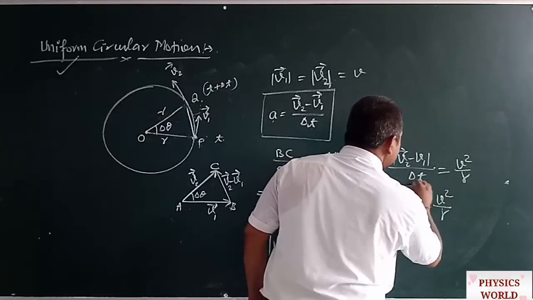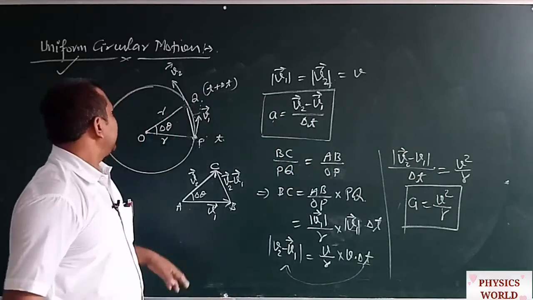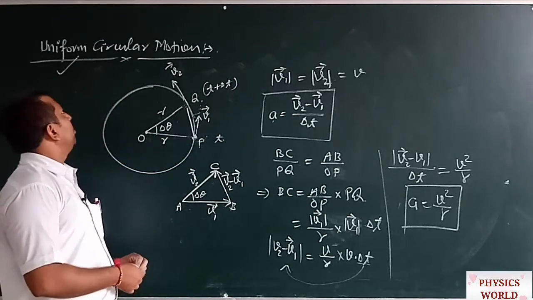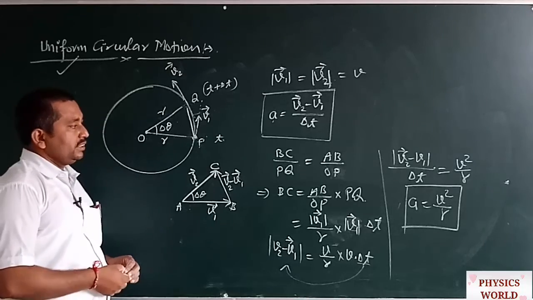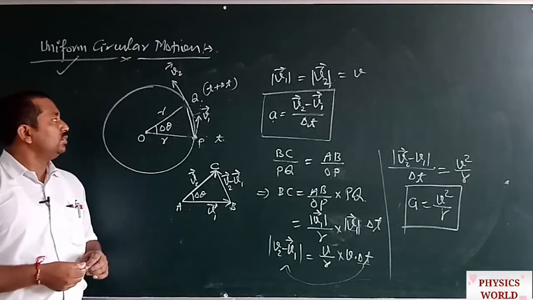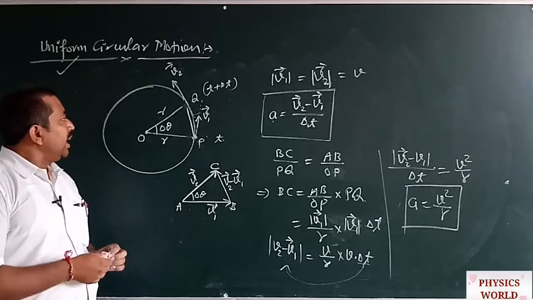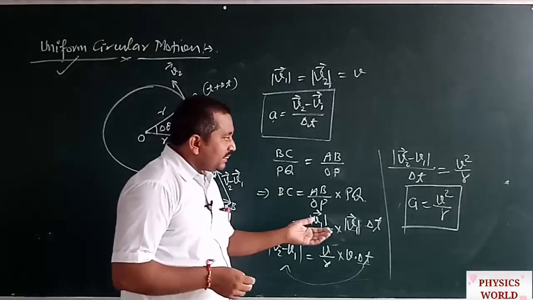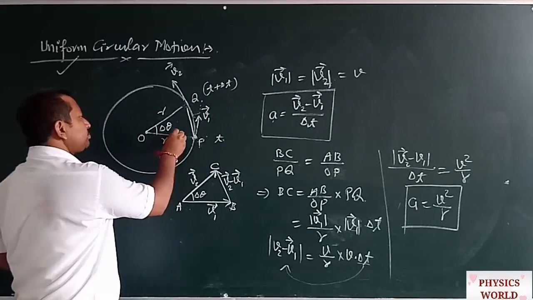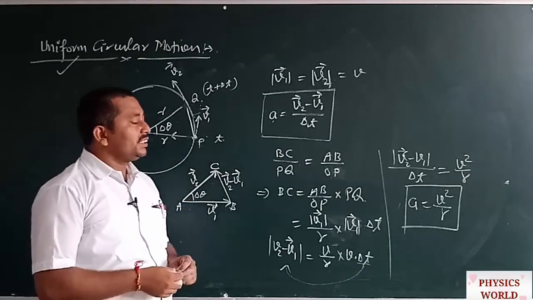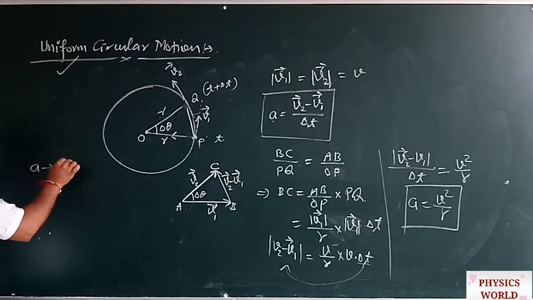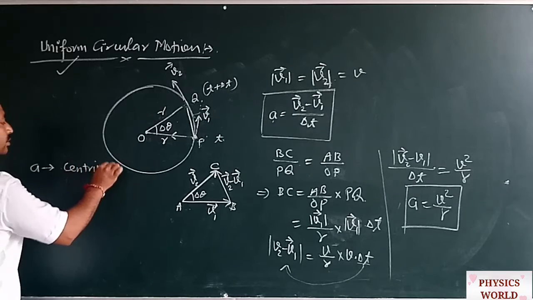This is the relation for the acceleration acting on a particle revolving around a circular track with uniform speed. So this is all about uniform circular motion of a particle. The direction of this acceleration is always towards the center, and this type of acceleration is considered centripetal acceleration.